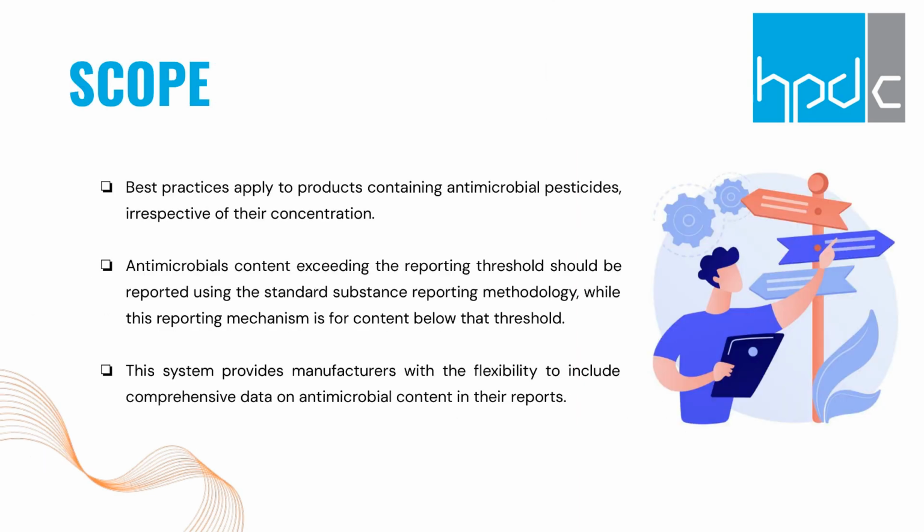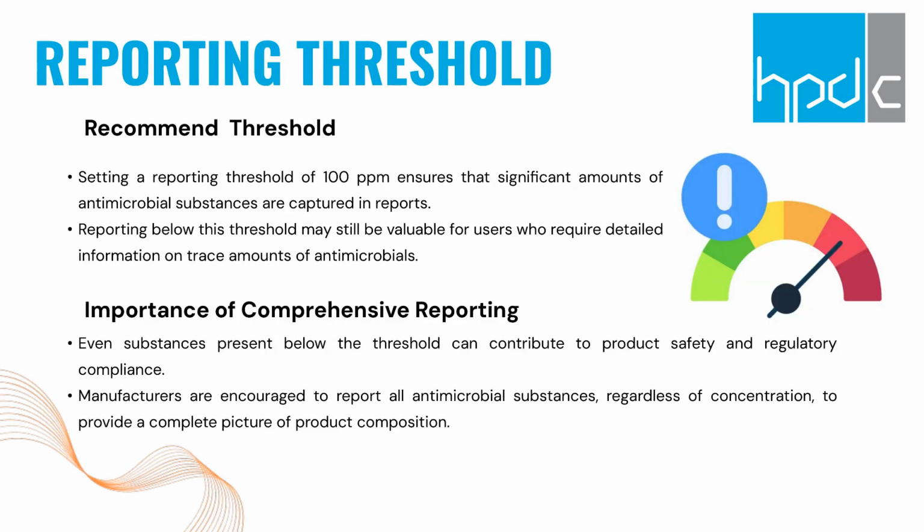The scope of this module aligns with the scope of any HPD report. It involves the reporting of intentionally added substances above the selected threshold and provides guidance for reporting data on antimicrobials that may be present below the reporting threshold. The recommended threshold for reporting antimicrobials content is 100 parts per million. Manufacturers are encouraged to report antimicrobials even below this threshold if known. Specific prompts are included to facilitate thorough and detailed reporting.